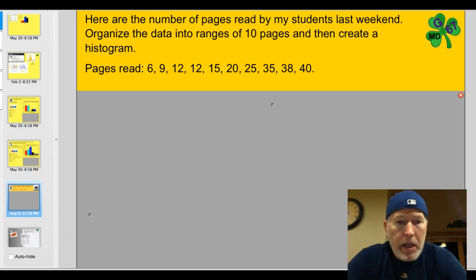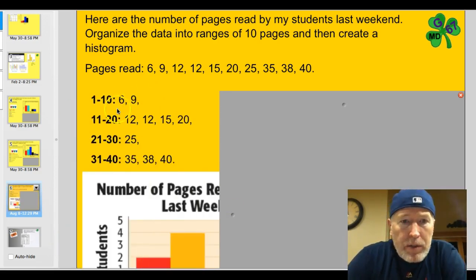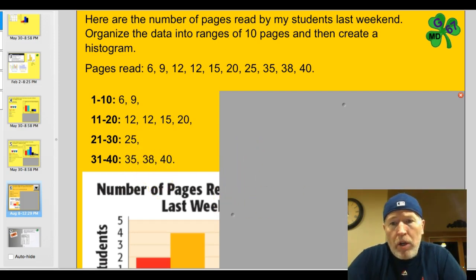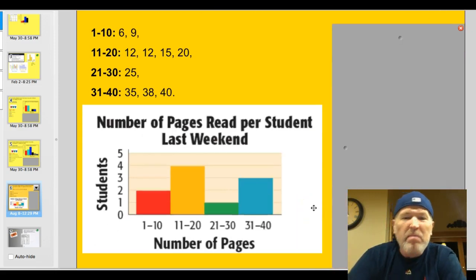Hey, I'm back. Let's see. Well, if you made a little frequency table, from 1 to 10 there was 2 values, 11 to 20 there looked like there was 4, there was 1 from 21 to 30, and 3 in that 31 to 40 range. So yours may not have all the fancy colors that mine has, but it should look something like that.